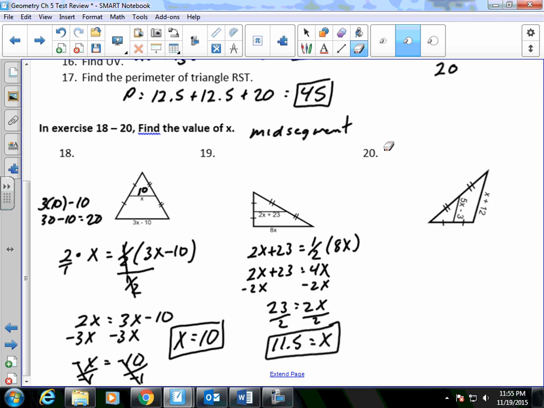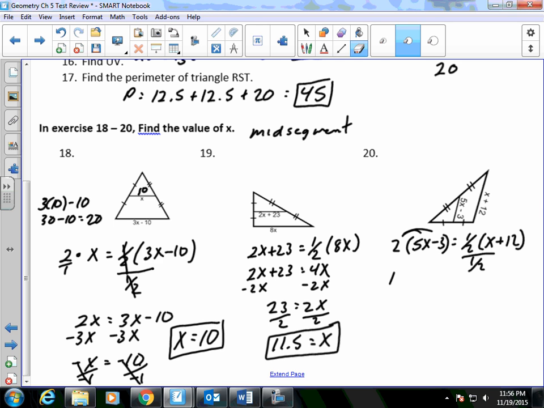All right, then number 20. Again, 5x minus 3 here is on a midsegment, since we can see that the portions of each side are congruent on each side of that midsegment. So 5x minus 3 should be equal to half of x plus 12. So move the half over, divide by the half, or on the other side we're multiplying by its reciprocal, 2/1 or just 2.